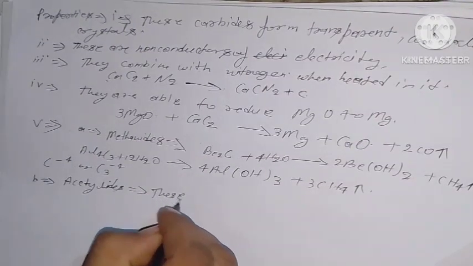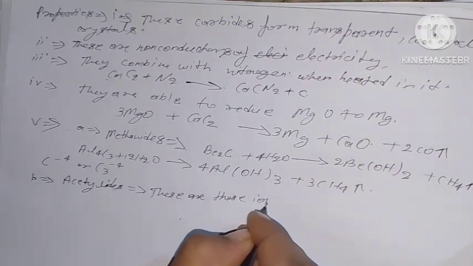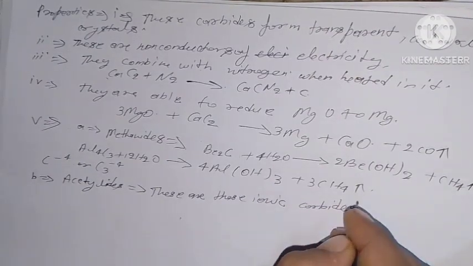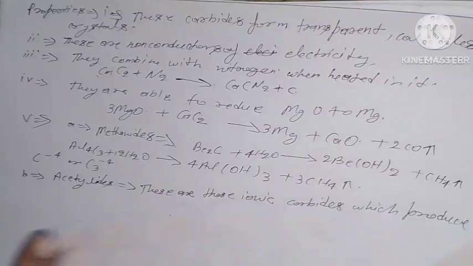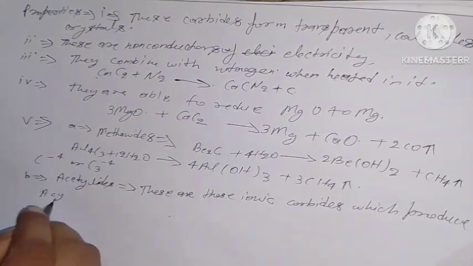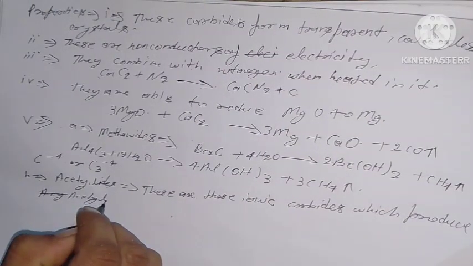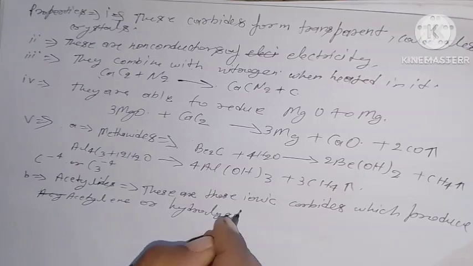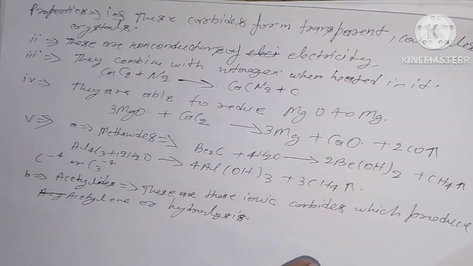These are those ionic carbides which produce acetylene on hydrolysis. Acetylides.